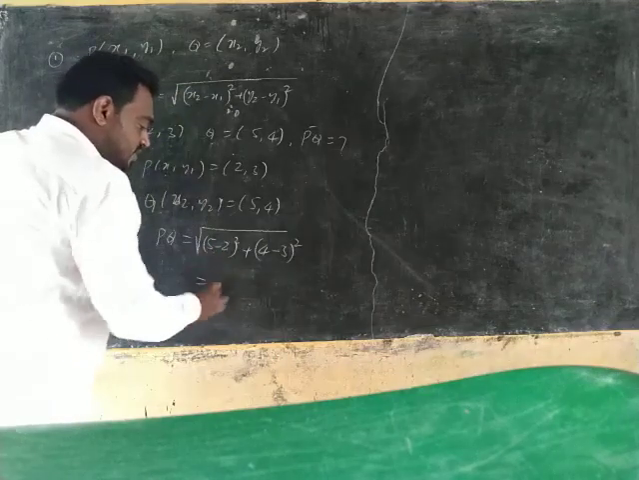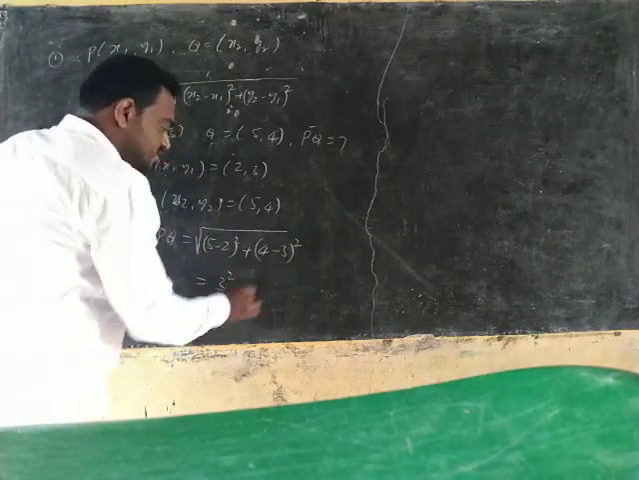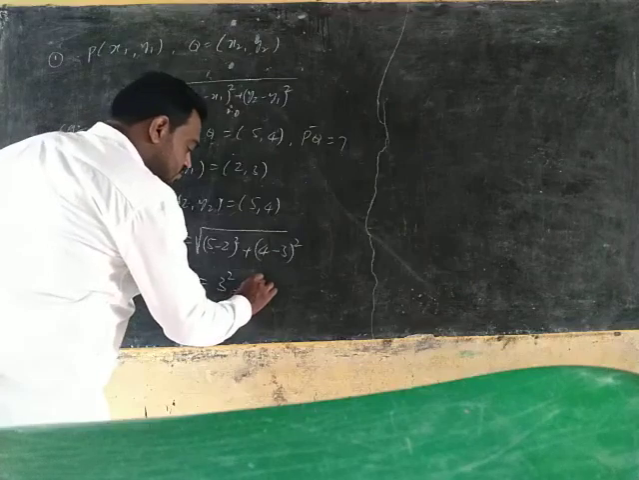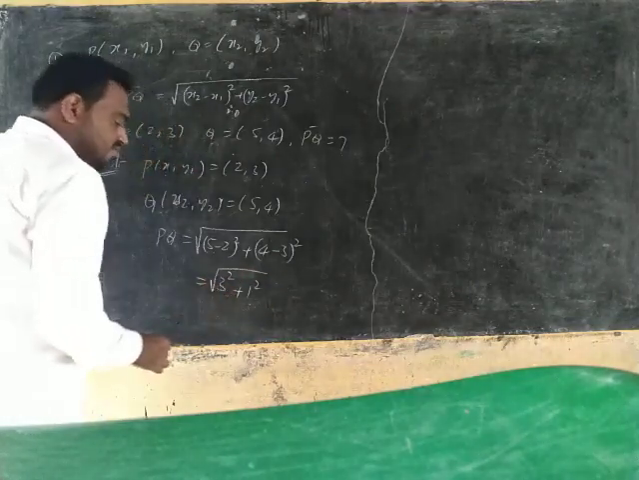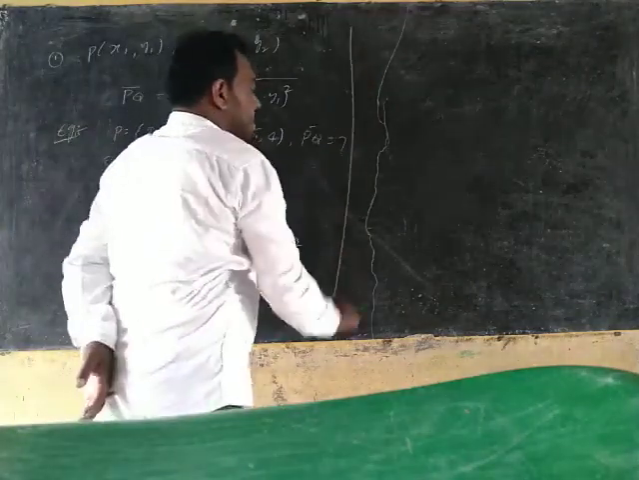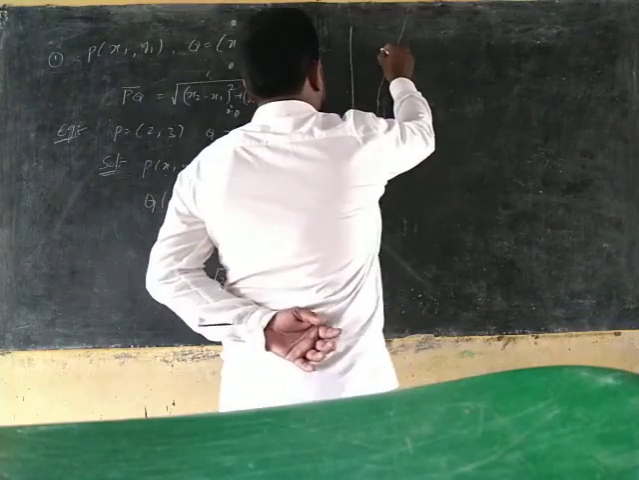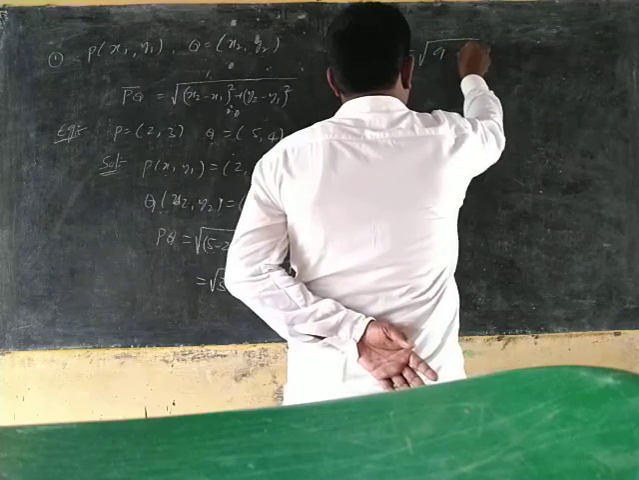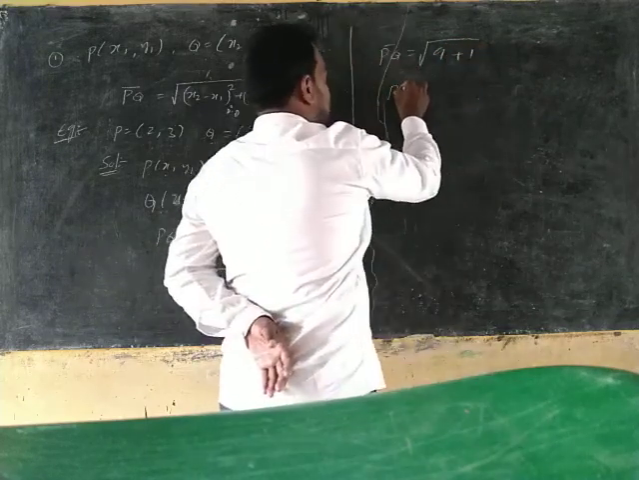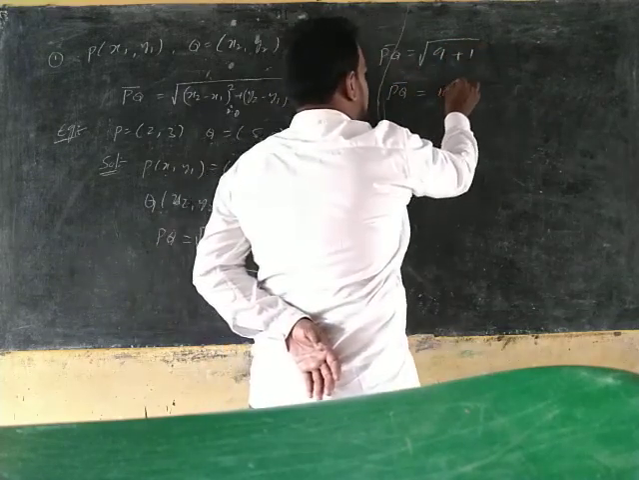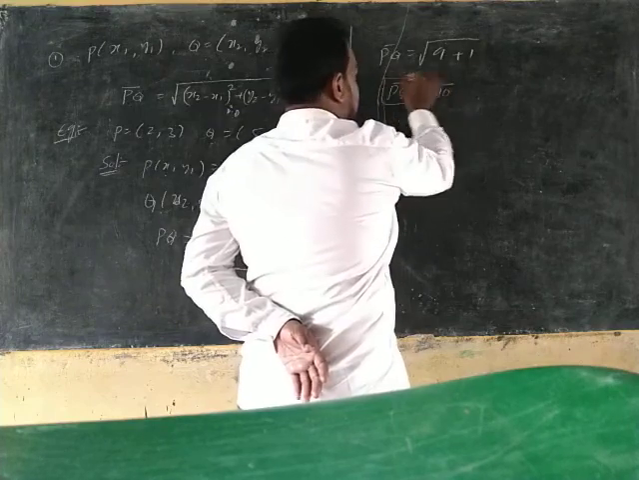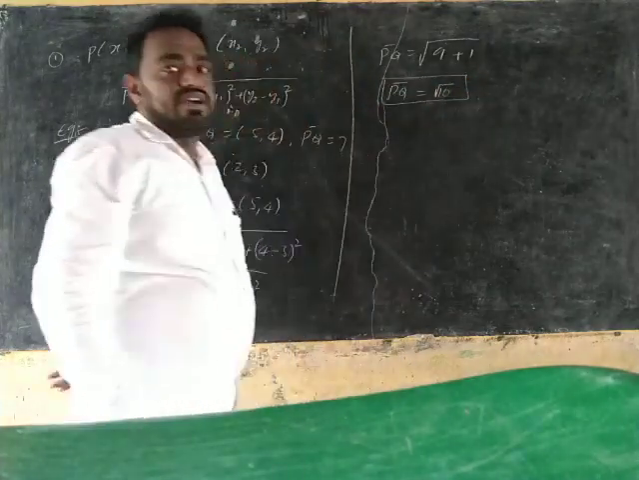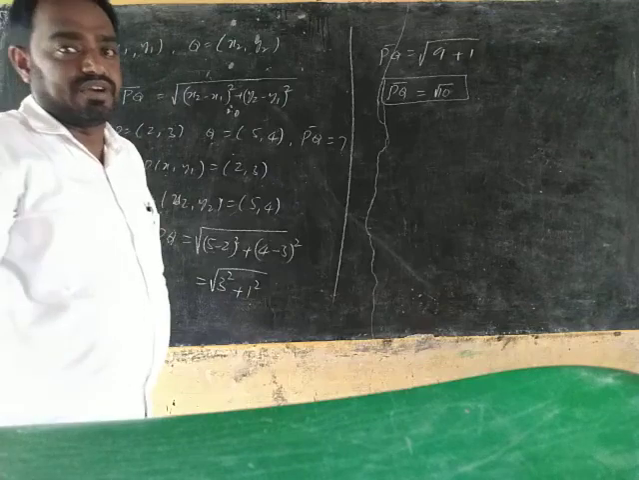5 minus 2 is equal to 3, squared, plus 4 minus 3 is equal to 1, squared. 3 square value is 9. PQ is equal to the square root of 3 square is 9, 1 square is 1. PQ bar is equal to 9 plus 1, 10. The distance between them is square root of 10. So like this we are finding.